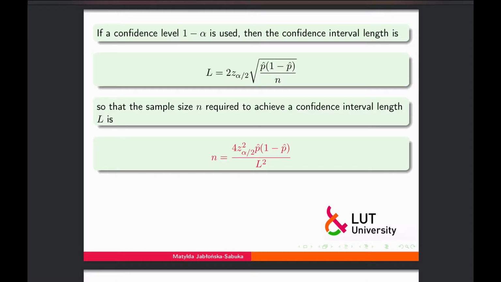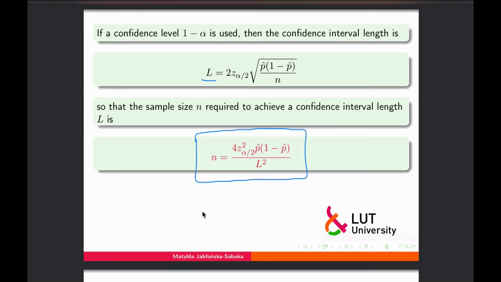Now, if the confidence level is 1 minus alpha that we use in a specific test, then the confidence interval length, if we denote it as L, is twice this formula, so twice the critical value times the standard error. So the sample size n required to achieve confidence interval length L is then given by this formula. We don't have to do anything else other than flip this around.